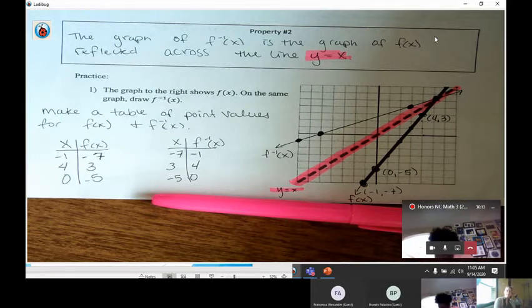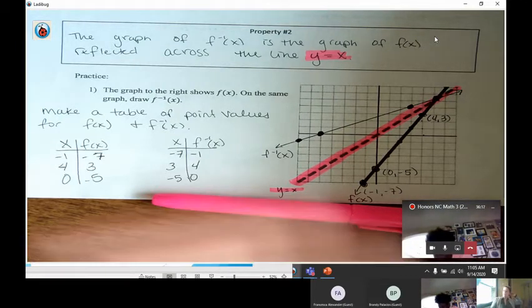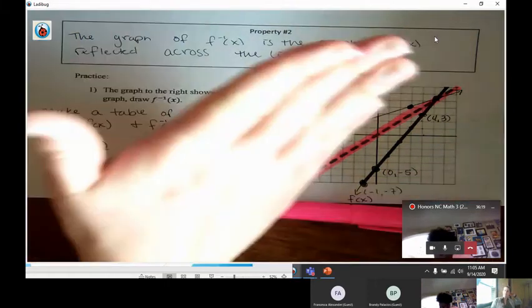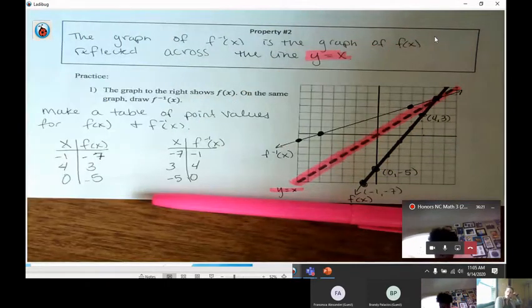Yeah, and I find it pretty challenging to just imagine flipping the function over. So that's why I like to do the points so that I know that I'm doing it right. And you can do that with any type of graph. It doesn't have to be linear.